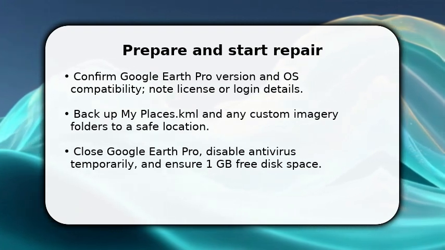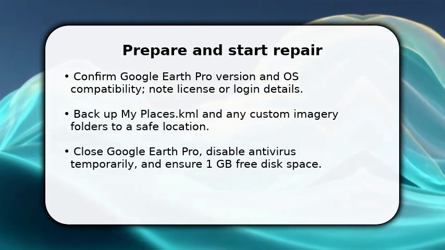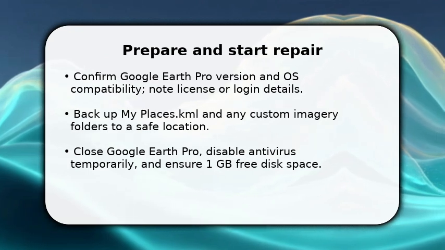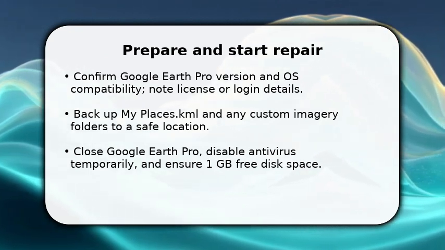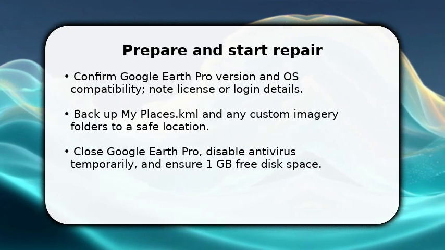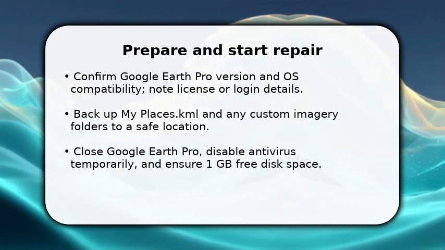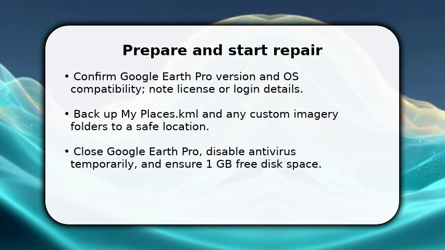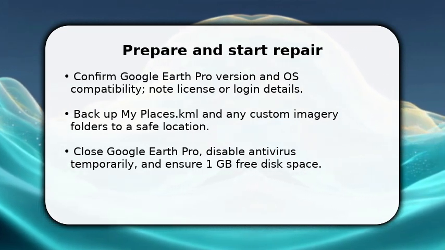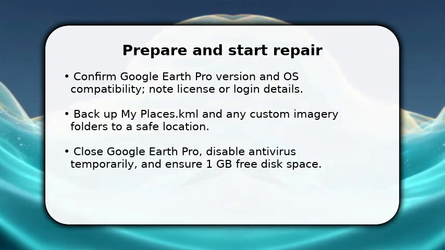Once backed up, fully close Google Earth Pro and pause antivirus or firewall interference temporarily so installers can run cleanly. Make sure you have at least 1 GB free disk space and admin rights. That lets you run repair tools and installer updates without permission errors. Now proceed to the installer step.